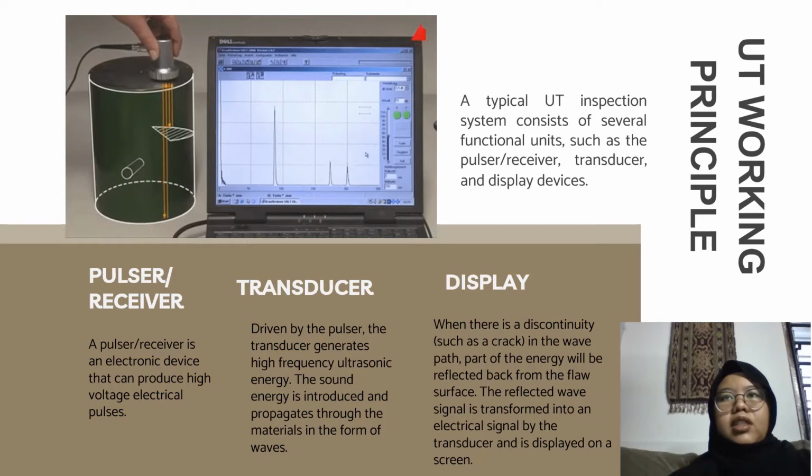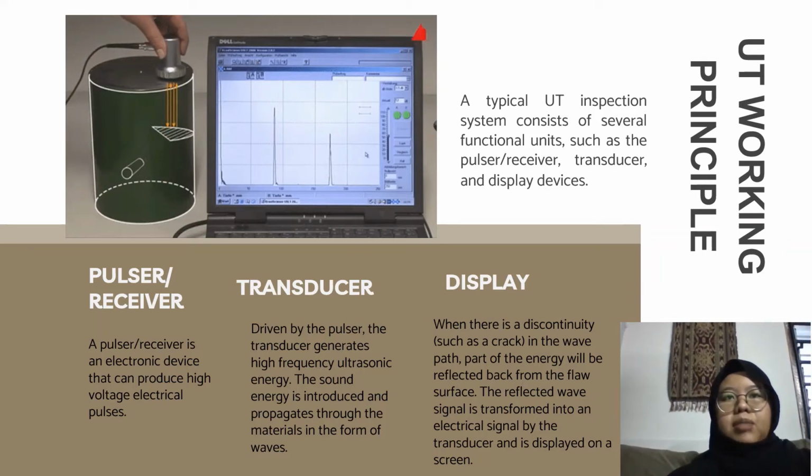A typical UT inspection system consists of several functional units, such as the pulser or receiver, transducer, and display devices. What is the pulser or receiver? It is an electronic device that can produce high voltage electrical pulses. Meanwhile, driven by the pulser, the transducer generates high frequency ultrasonic energy.